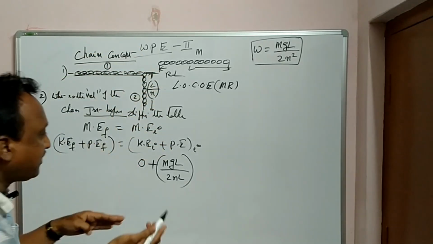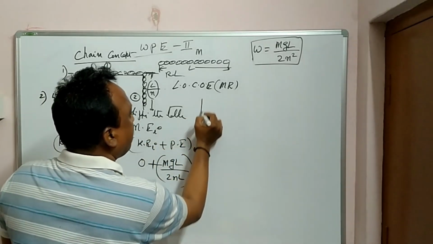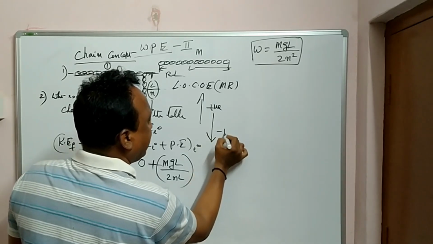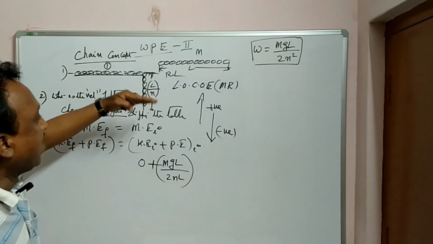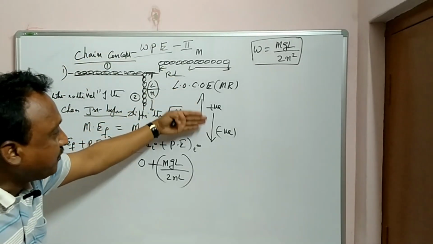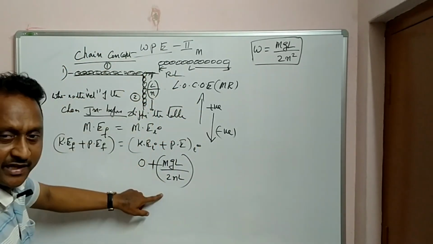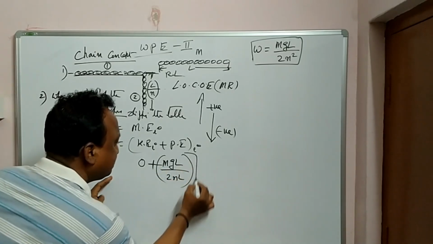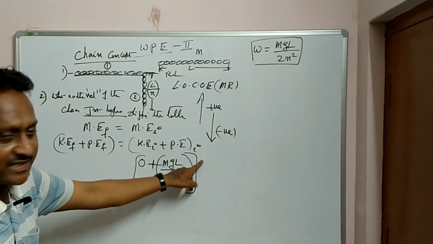Below the table means what you have to take? Minus, because above the table is taken as plus, below the table it is taken as negative. This sign convention is very, very important. Above the table take plus, below the table take minus. Since the hanging part of the chain is below, here it is plus into minus, minus. This is the total kinetic energy initial plus potential energy initial.